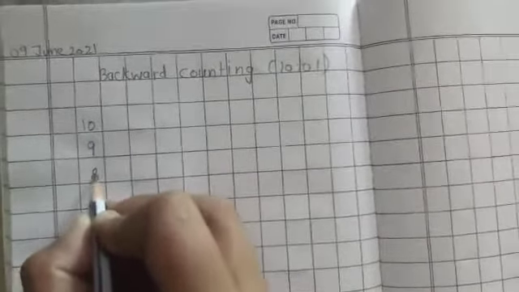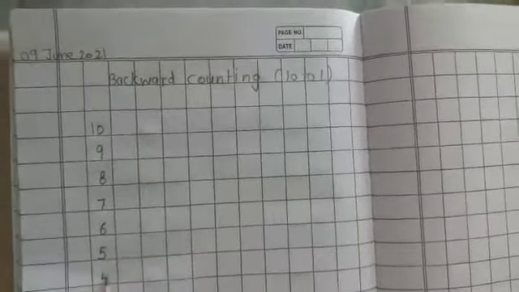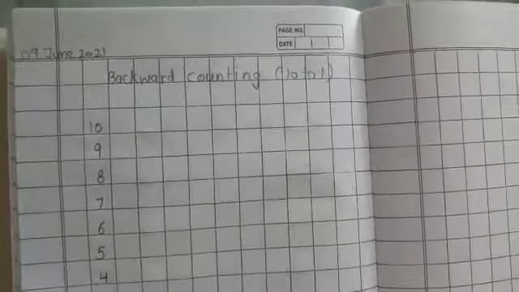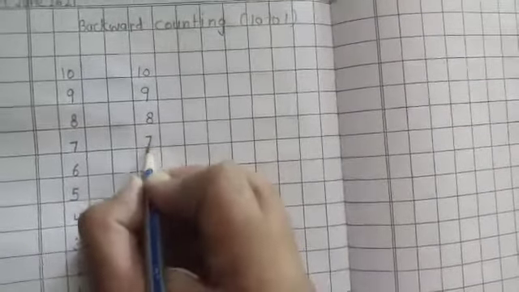Now we will learn backward counting. 10, 9, 8, 7, 6, 5, 4, 3, 2, 1. Again, we will write 10, 9, 8, 7, 6, 5, 4, 3, 2, 1. So like this, you will complete this space.